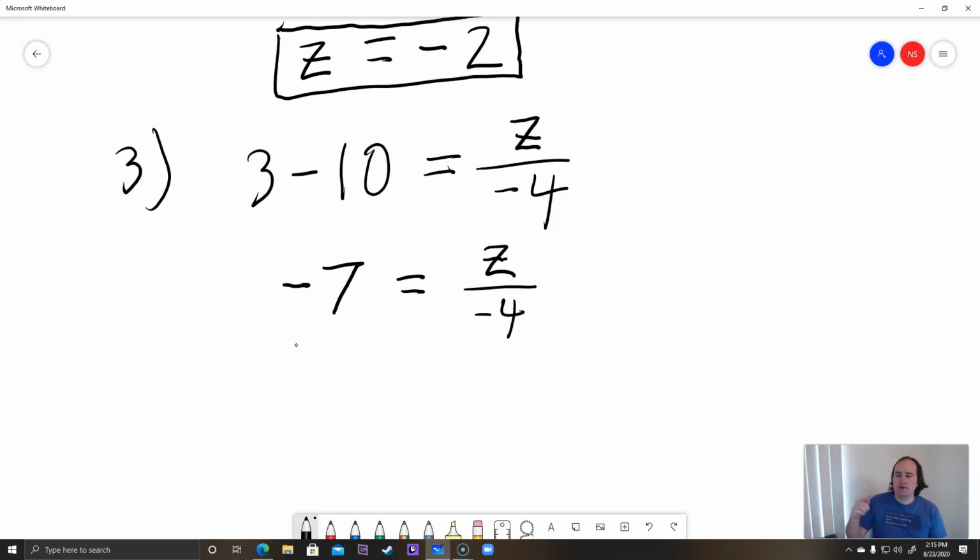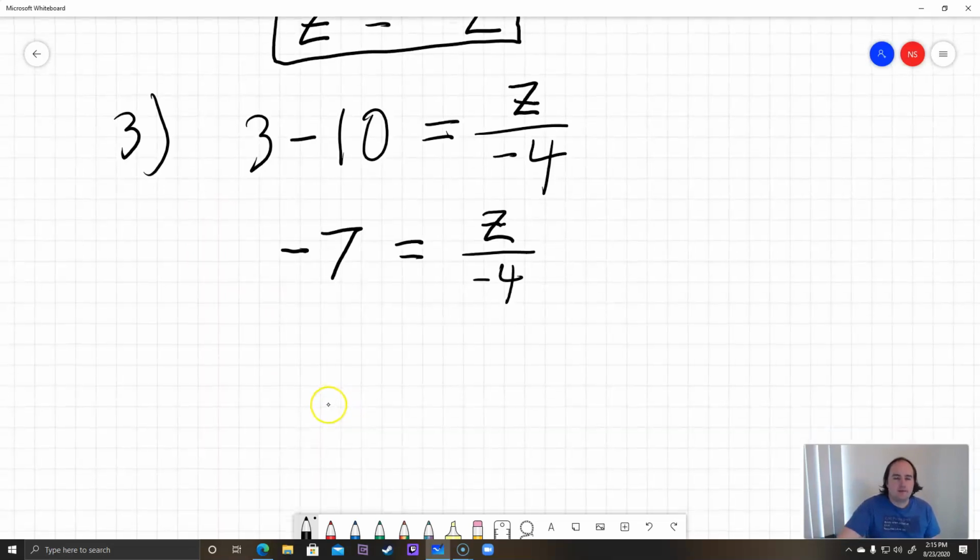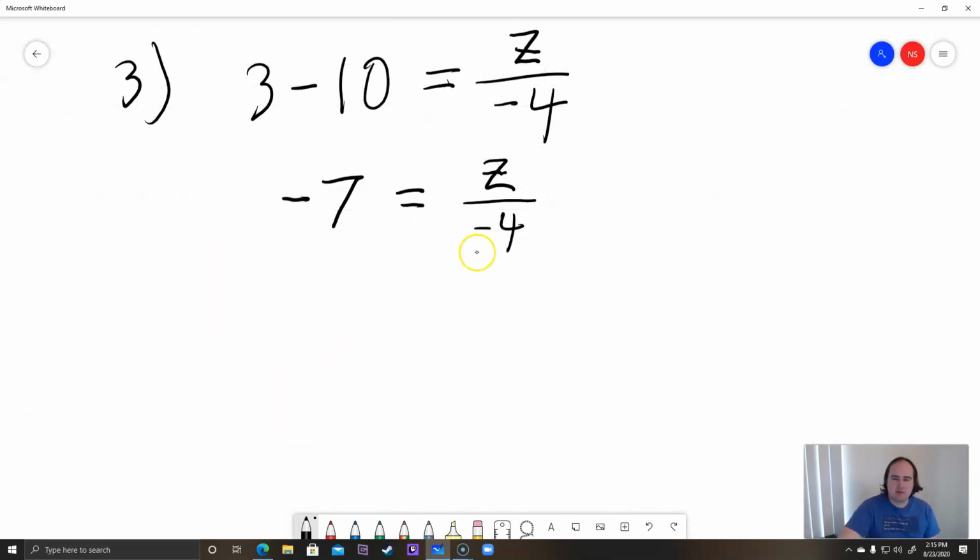And the reason I keep putting a slash through my z is I don't want it to look too much like a 2. So I want it to be clear that it's a z, not a 2, so that's what the little slash through it means. Okay, anyway, how do we finish this problem?